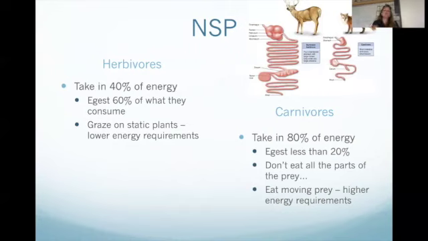When we look at NSP, herbivores are about 40% of the energy, and they're gonna poop out 60%. They graze on static plants, so there's low energy requirements. Carnivores are a little bit different. They take in 80% of the energy and they poop out 20. But remember, when you watch a lion eat a deer, they're not eating all parts of it, right? So of what they take in, they're only pooping out 80% because they're not eating the bones and they're not eating the fur and they're not eating the stuff that they know they can't digest. These numbers here are more realistic, but if you're ever asked a very basic food pyramid, it's that 10%. These are actually the more realistic numbers.